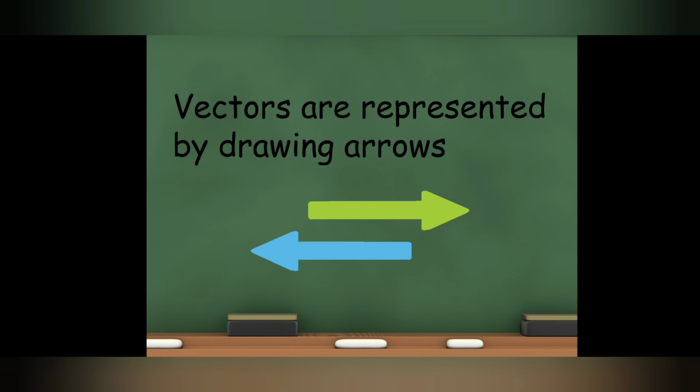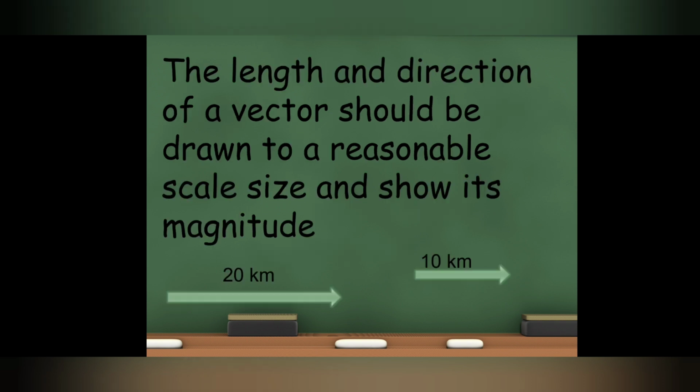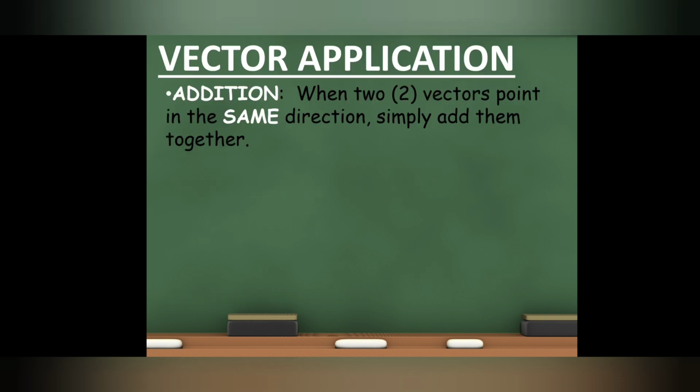Vectors are represented by drawing arrows. The length and direction of a vector should be drawn to a reasonable scale to show its magnitude. So we have to not draw it too long, nor too short. The length signifies its magnitude as well. Now, there are various applications of vectors: addition, subtraction and also multiplication.